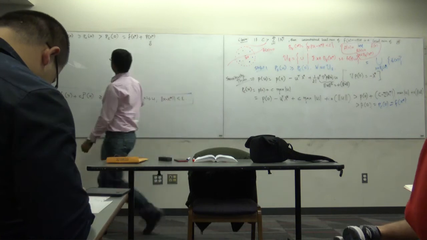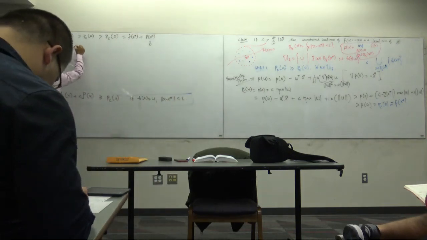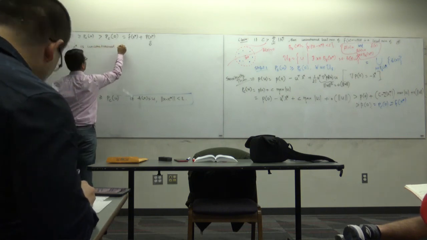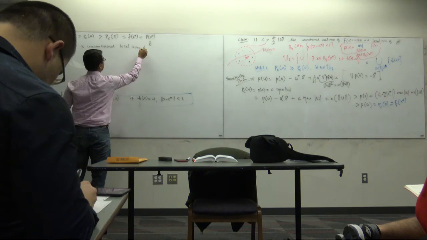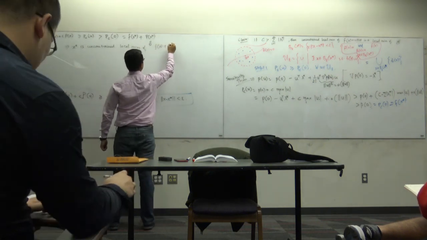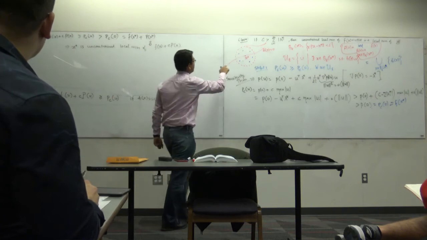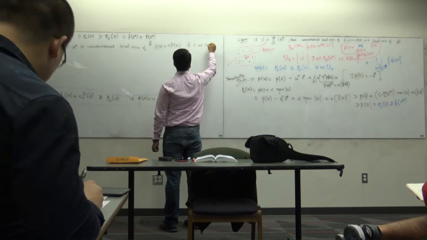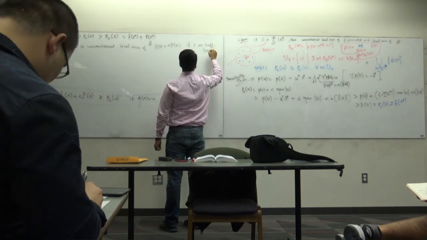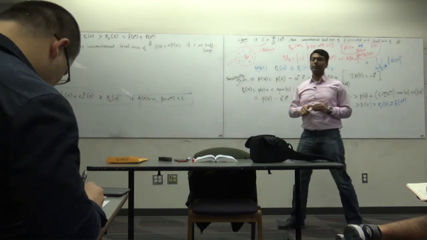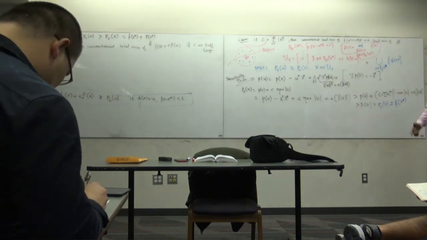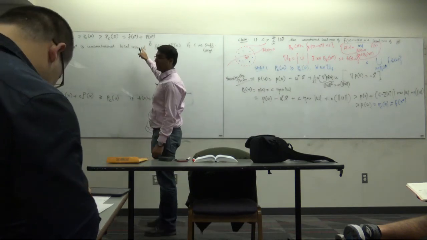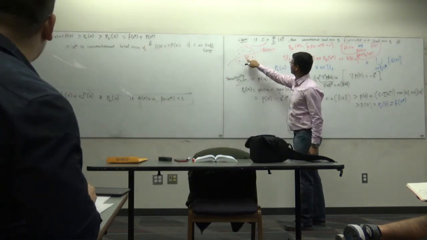Which means that x* is an unconstrained local minimum of f(x) + cP(x) when c is sufficiently large. If c is sufficiently large. Yes? And to clarify, that's the x* of the original f(x). Yes, this x* is of the original f(x). So this is the x*. Okay?